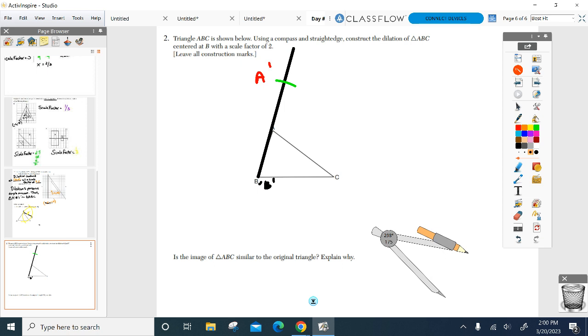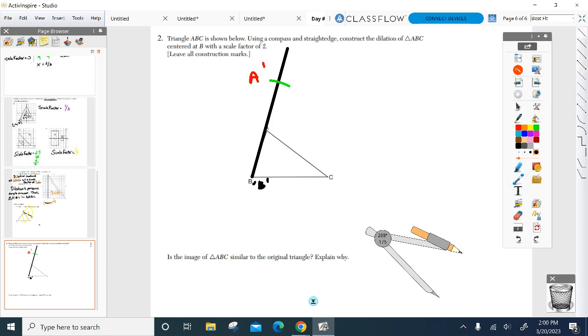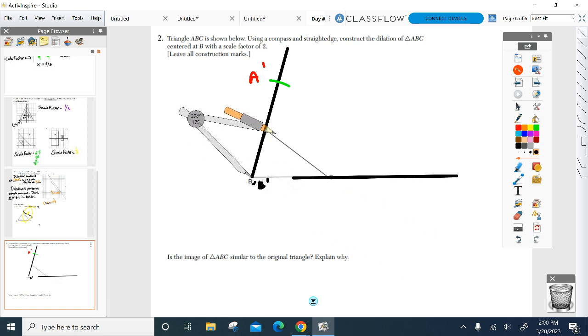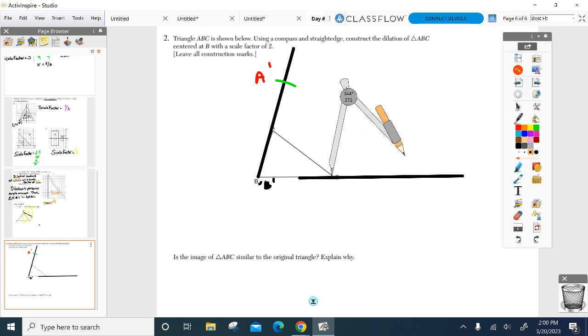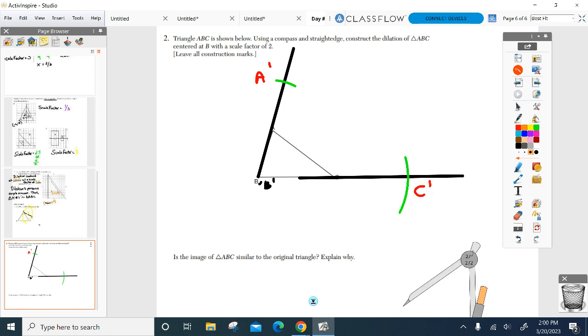And do the same thing for C. Extend BC. Take my compass, measure the length of BC. Put my compass on C and figure out where C prime is again. And there's C prime. Connect them.